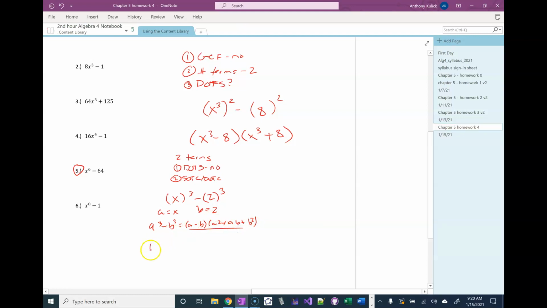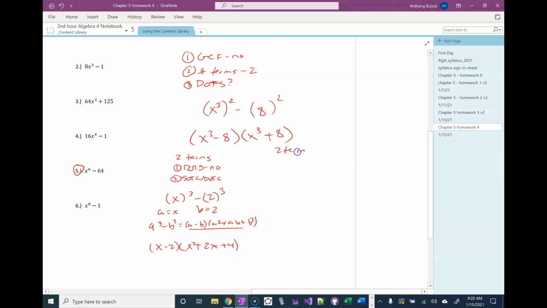So I'm filling in here. A minus b is x minus 2. A squared is x squared. Plus, and then ab is 2x. And then b squared is 2 squared, or 4.